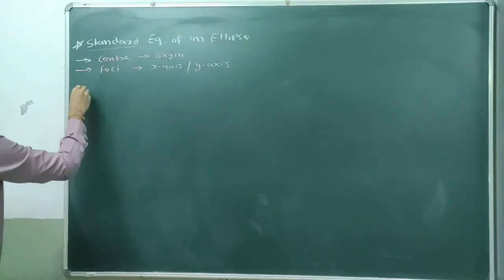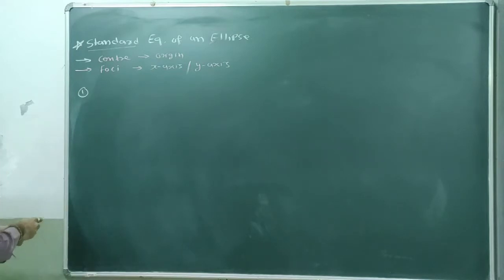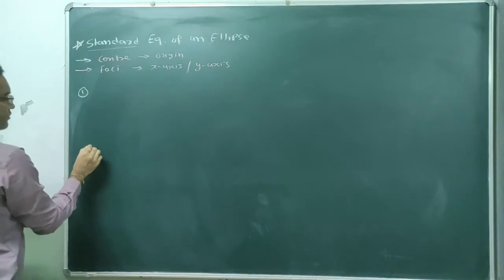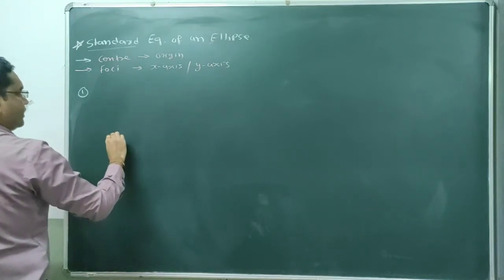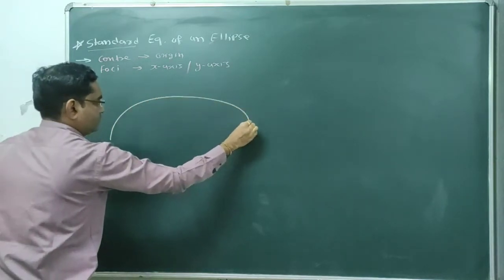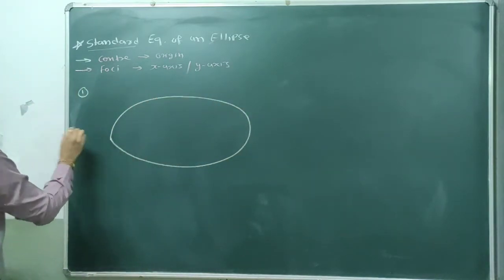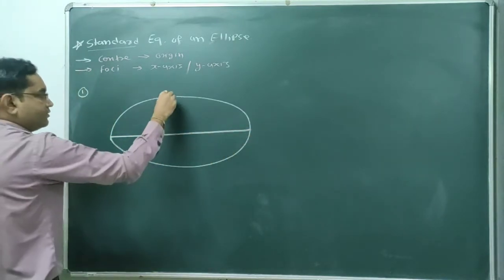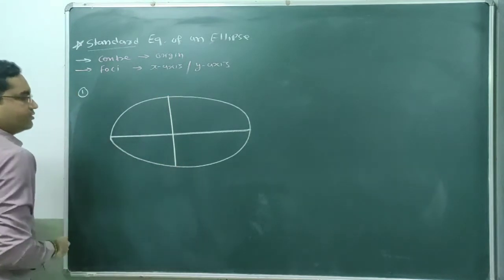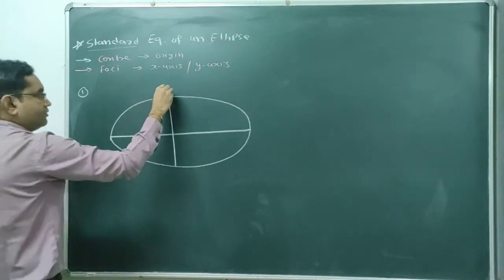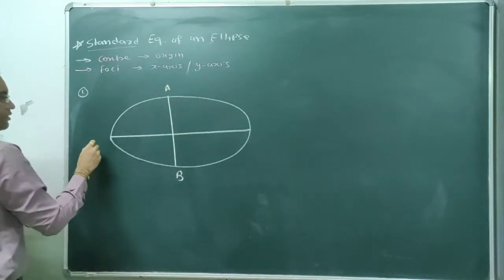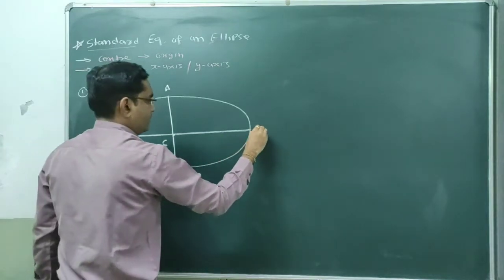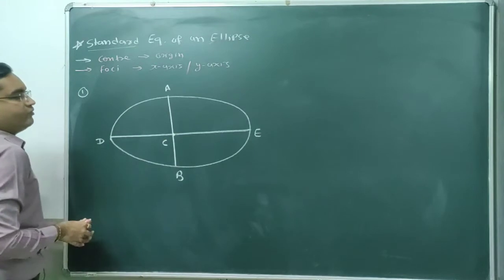So first case, total two possible ellipses are there. So first one, let's try to draw. No, this is ellipse. This is major axis. This one is minor axis. Done. So major axis, this one is AB, this one is center C, this one is point D, and this one is E. So this is center of ellipse.